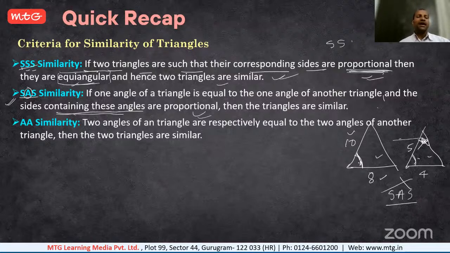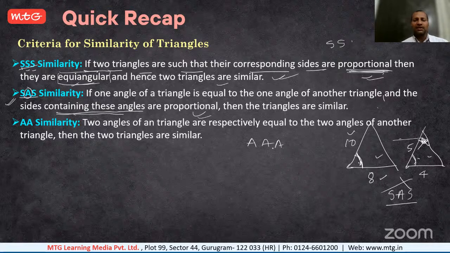Third criteria is angle. If two angles are equal, okay, obviously the third angle also will be equal. So in some places you may see A three times, but it's not required. Only two angles need to be equal, so obviously the third angle will be equal. So that criteria is AA.